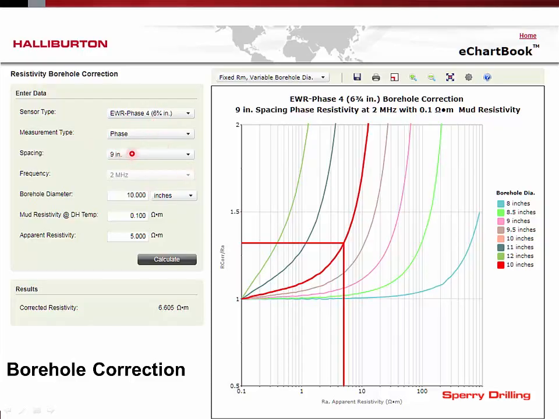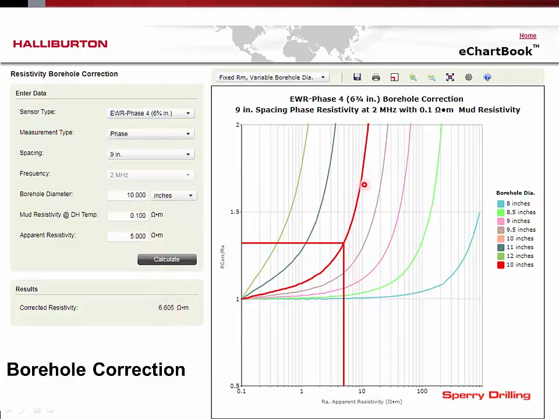It also requires selection of a particular spacing. This is the distance from the transmitters to the receivers. We have multiple spacings on all of our tools, so you need to be careful to select the one that you're looking for, and whether or not it's a phase measurement or an attenuation measurement. Having put in these two parameters for the mud properties, you can also select a raw uncorrected resistivity value. In this case we've picked 5 ohm meters. And when you hit the button, it calculates what the corrected value is. So that would be the resistivity value of the formation with the borehole effect taken out.